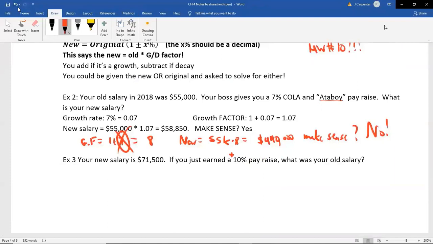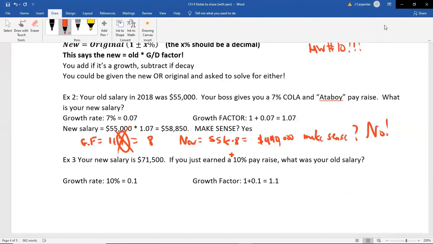So let's identify things. Our growth rate is the 10%, which as a decimal is 0.1. Making our growth factor 1 plus 0.1, which is 1.1. Again, the growth factor just takes 1 and adds the percentage, but as a decimal.